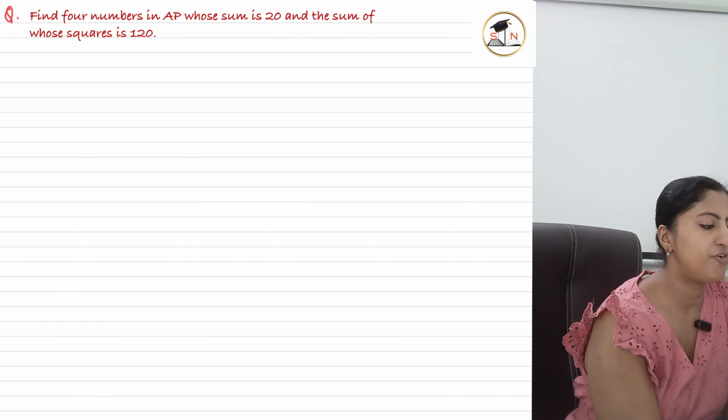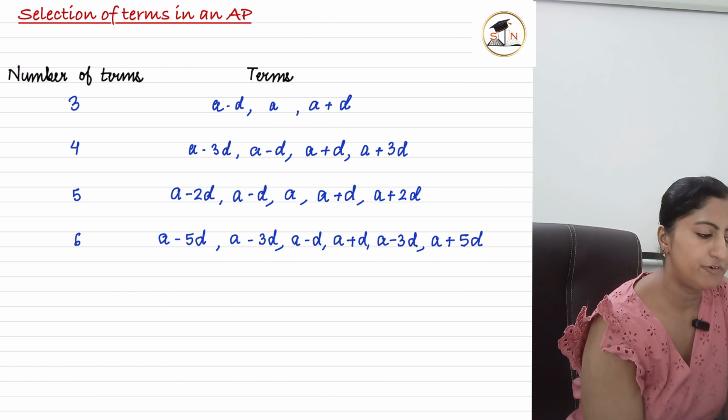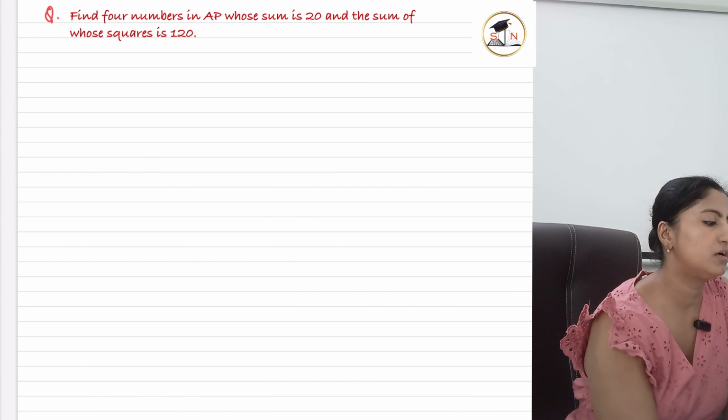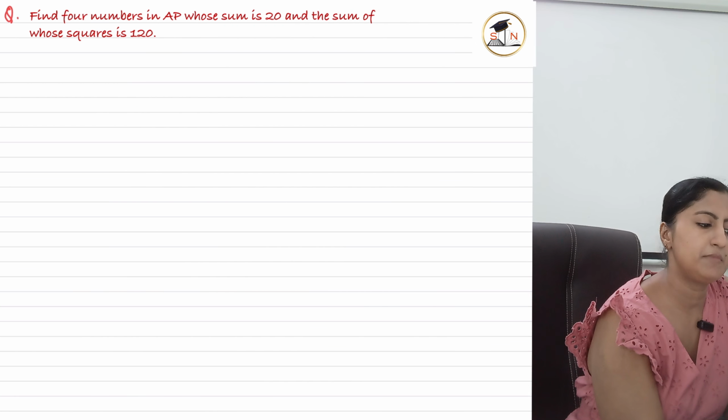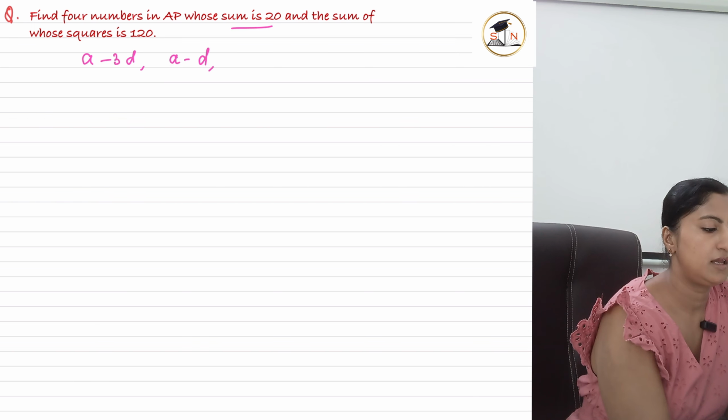We have got: find four numbers in AP whose sum is 20 and the sum of whose squares is 120. Now over here they're talking about four numbers. So let's revisit what the four terms were. Four terms were A minus 3D, A minus D, A plus D, and A plus 3D. So we will start by working on the sum. They are saying the sum is 20.